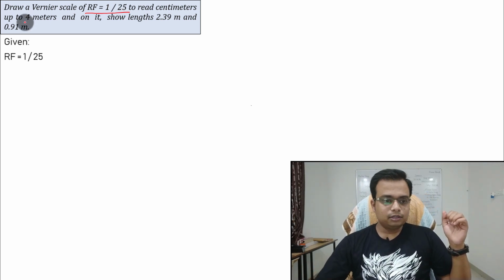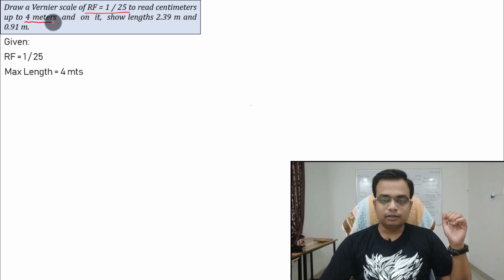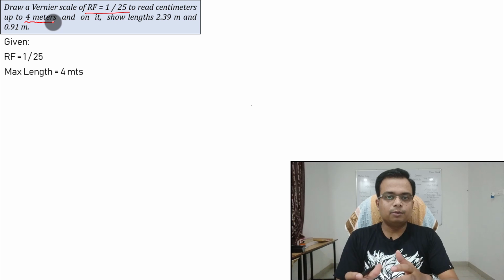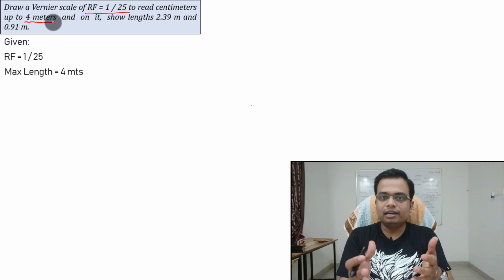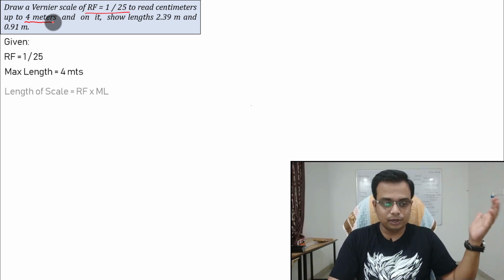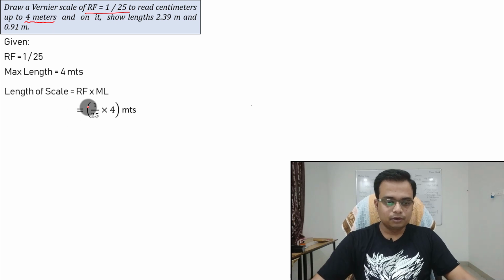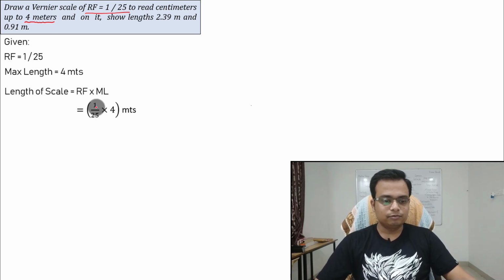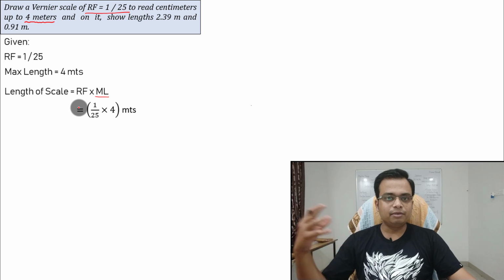Now this scale should be good enough to measure up to 4 meters. So that's the maximum length. Now when you multiply maximum length with the RF, you automatically get the length of scale. So let's calculate it. Here we go. 1 by 25 into, well, this is unitless and this is 4 meters, that is maximum length. So automatically this length of scale will be achieved in meters.